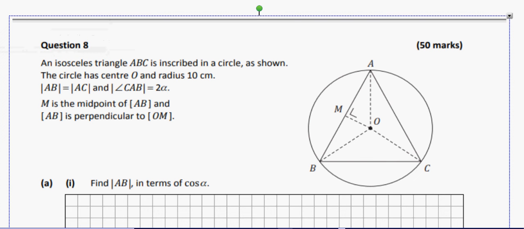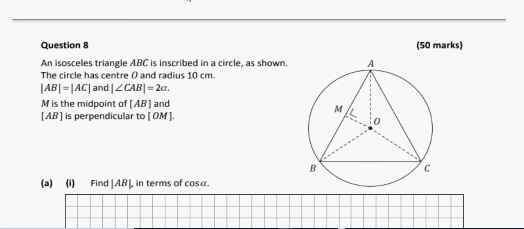Question 8. An isosceles triangle ABC is inscribed in a circle as shown. The circle has a center O and radius 10. Okay, so a radius of 10. So that'd be 10 and that'd be 10. And CAB, so C to A to B is 2A.